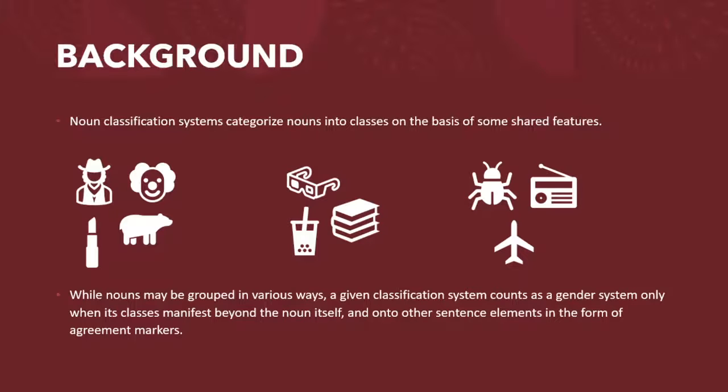Noun classification systems are grammatical devices used to categorize nouns into classes on the basis of some shared features. While nouns may be grouped in various ways, such as animate versus inanimate nouns, singular versus plural, or even malleable versus non-malleable nouns for that matter, a given classification system counts as a gender system only when its classes manifest beyond the noun itself and onto other sentence elements in the form of agreement markers.